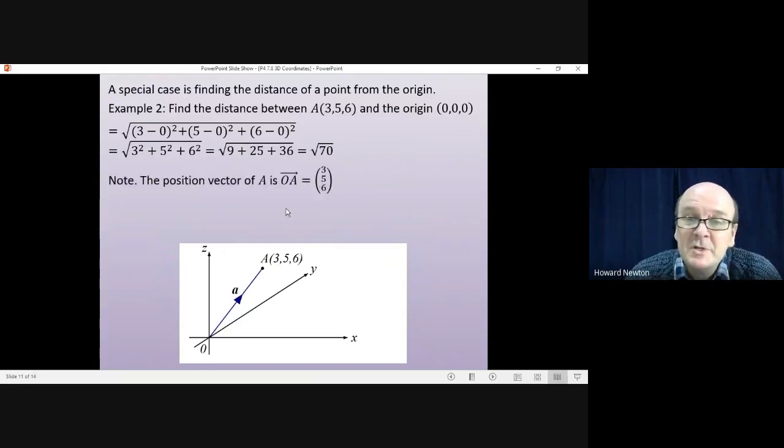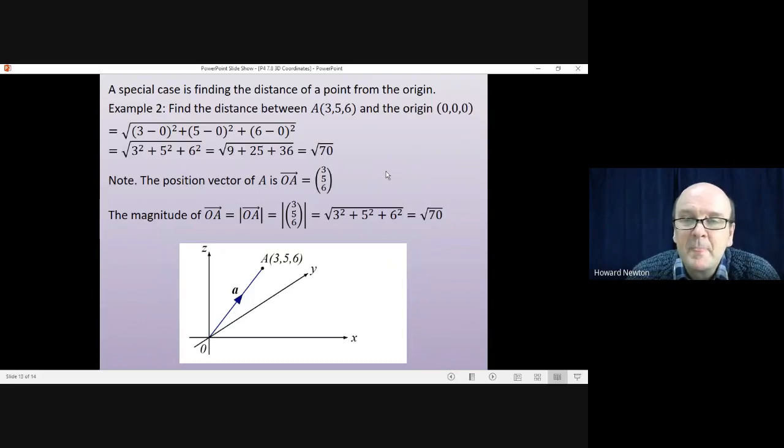And again, note, the position vector of A is OA, which is (3, 5, 6). If we then find the magnitude of that vector in the normal way, it's exactly the same thing as finding the distance between A (3, 5, 6) and the origin (0, 0, 0). And we get exactly the same answer.